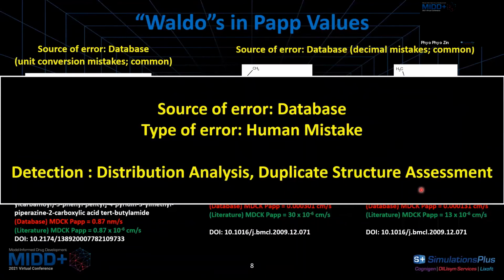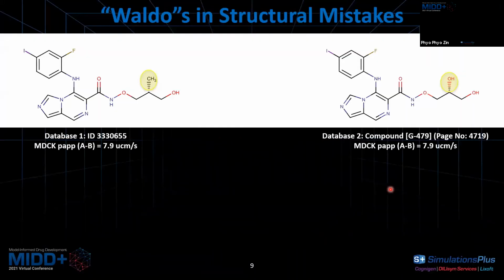The other method we could use is duplicate structural assessment. These compounds were reported by more than one database, and since we were looking at duplicate structures, we started noticing that they have different biological endpoints, which makes them suspicious cases. So we went back and confirmed that some were incorrect.